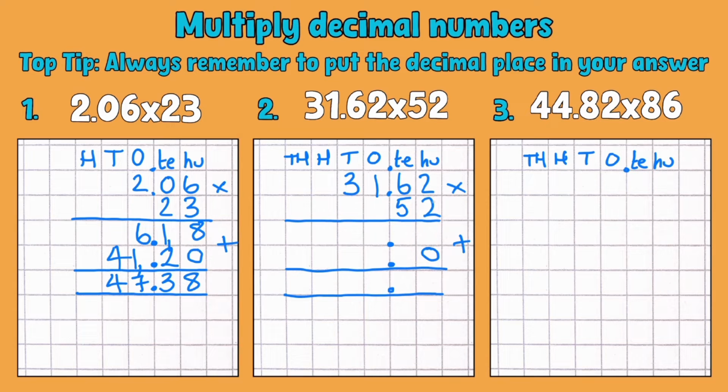Okay, so we're going to multiply by our units digit here. So 2 hundredths multiplied by 2 is 4. 6 tenths multiplied by 2 is 1.2, but we can write that in, make it easy for ourselves, as 12. 1 times 2 is 2, add the 1 is 3, and 2 lots of 30 is 60. But again, we've made that easy for ourselves by doing 3 times 2.